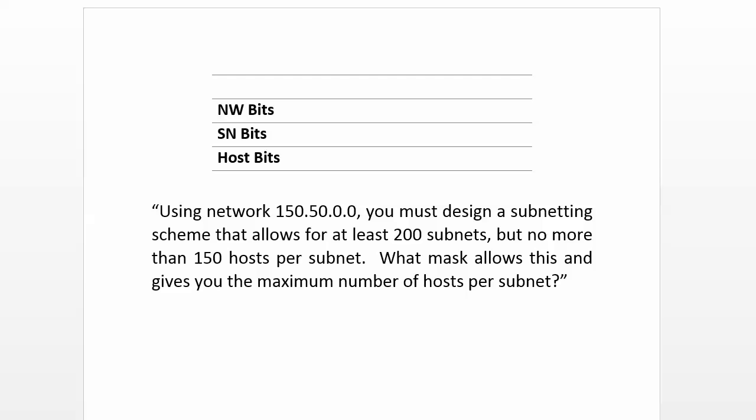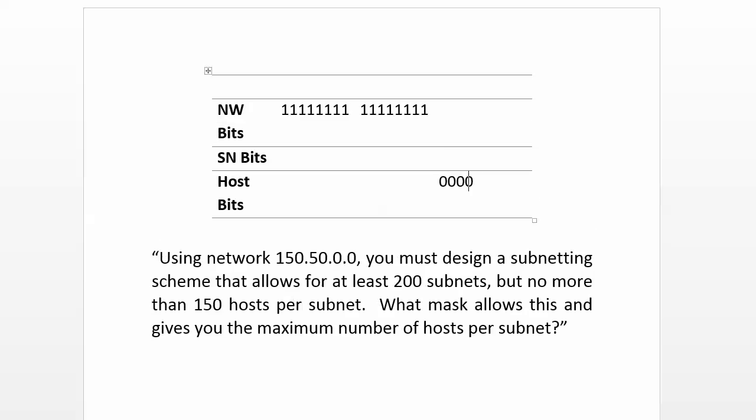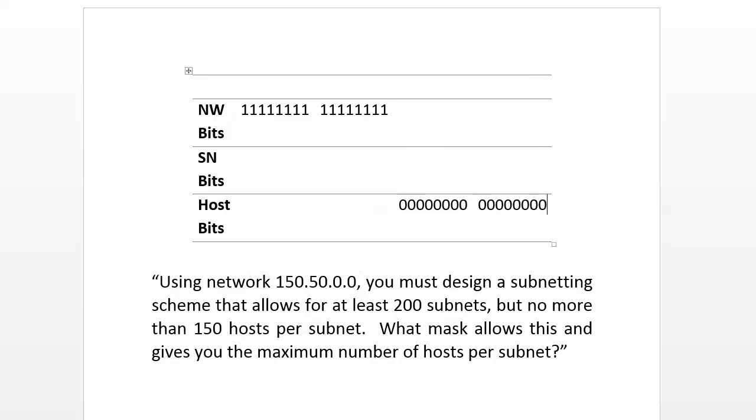What is the network mask for this number? It's 255.255.0.0 because it's a Class B network. Excellent. So this is what we're starting with. And we have no subnet bits because we haven't done any subnetting yet. So we've got 16 network bits, we've got 16 host bits.